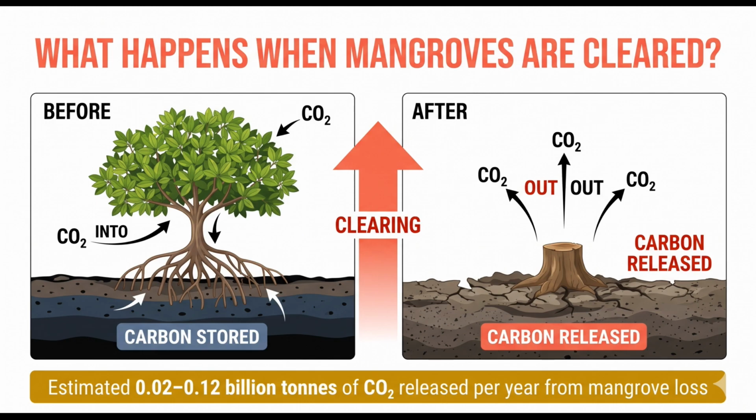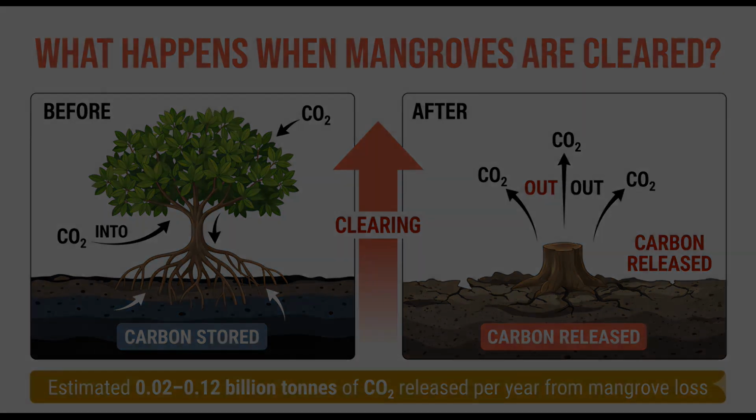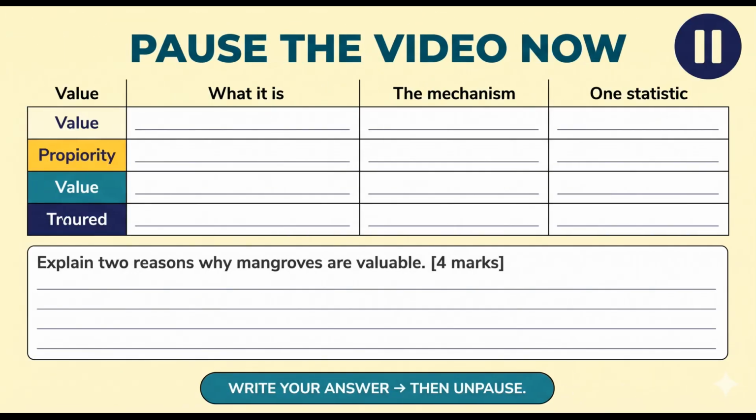Globally, mangrove loss is estimated to release a significant number of billion tons of carbon per year. That is a significant contribution to climate change from a relatively small total area of forest. The loss of mangrove blue carbon also creates a double problem. You lose the carbon sink, the forest that was absorbing CO2, and you simultaneously release the stored carbon that it had accumulated over centuries.